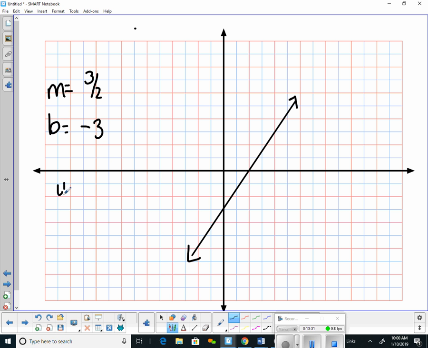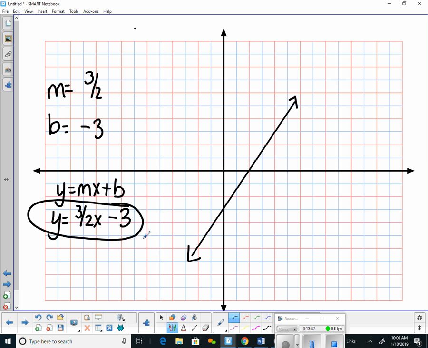So my equation, here's my slope-intercept form. I'm going to replace those with the information I know. So y equals 3 over 2 x minus 3. Because of the negative, it's going to make that a minus 3. So this is my equation of my line. If you have any questions, bring them to class tomorrow.